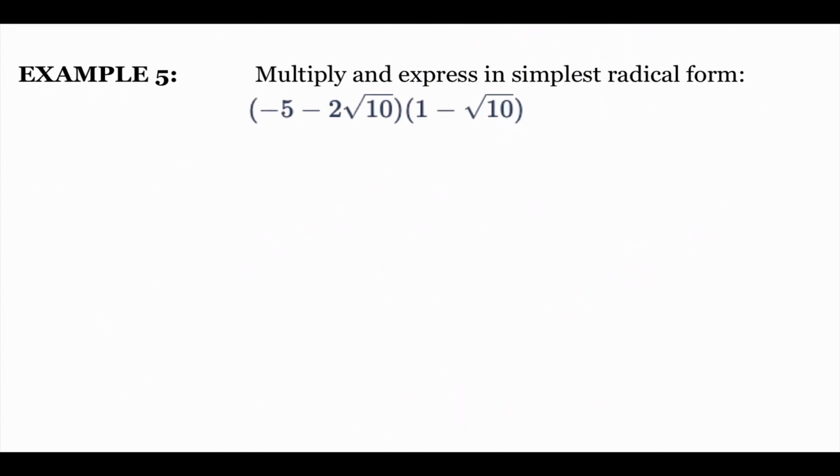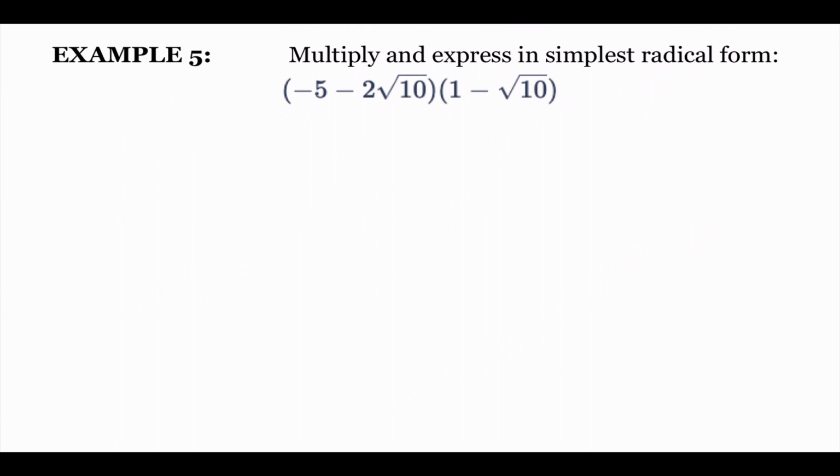Okay, here we go. Number 5. I don't like how they keep using 10. It's not always going to be the square root of 10. That'll change. But same thing, it's got 2 terms and 2 terms. This guy's got 2 terms, and this guy's got 2 terms. The negative 5 is by itself, and the negative 2 has a square root of 10 attached. The positive 1 is by itself, and there's a negative 1 there that's attached to square root of 10. So we're going to set up a 2 by 2 box.